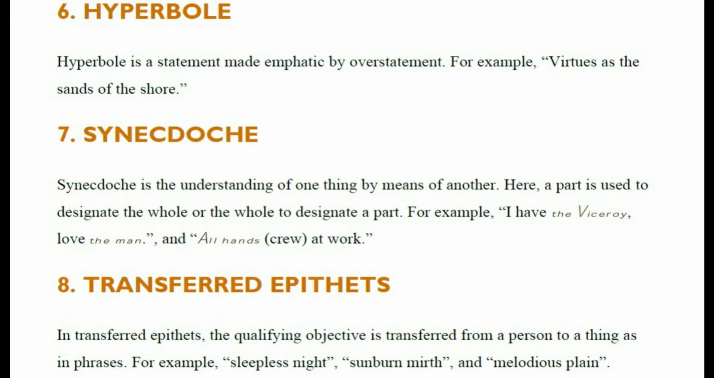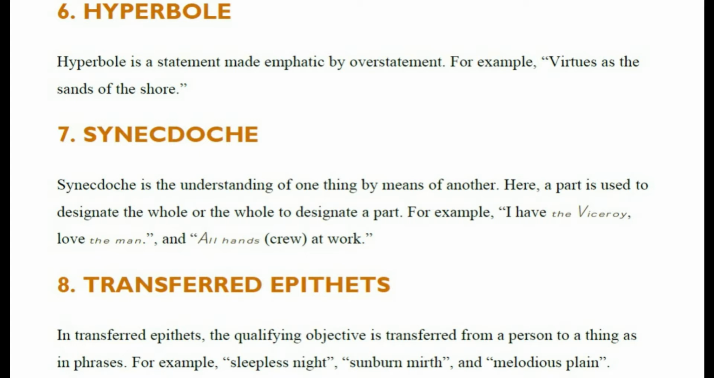Next one, we have transferred epithet. In transferred epithets, the qualifying adjective is transferred from a person to a thing, as in phrases. For example, sleepless night, sunburn mirth, and melodious plain. The epithet, or the adjective, is transferred from its original place to another closely related to it.